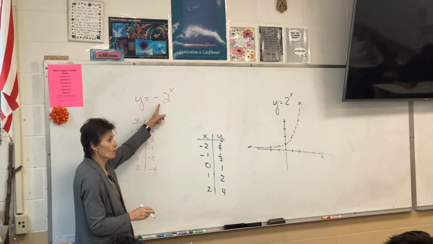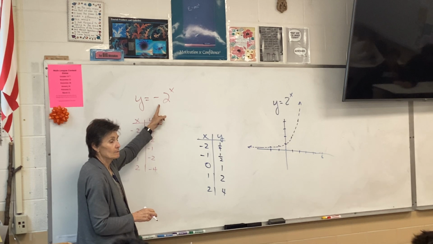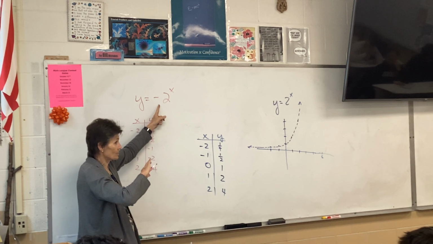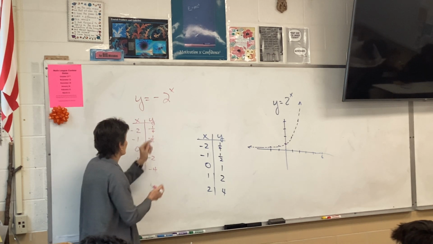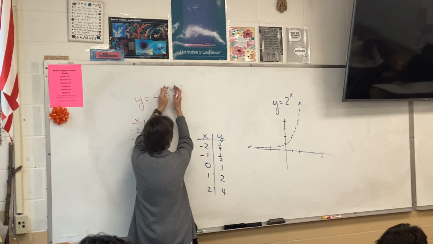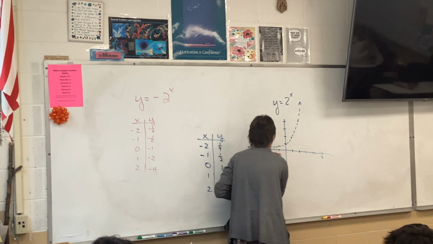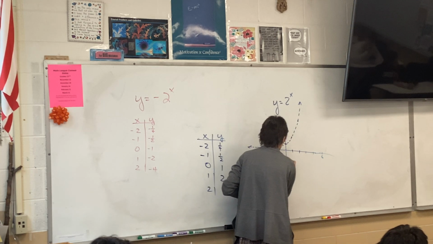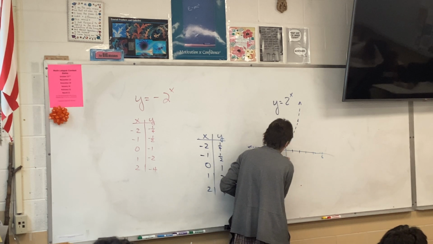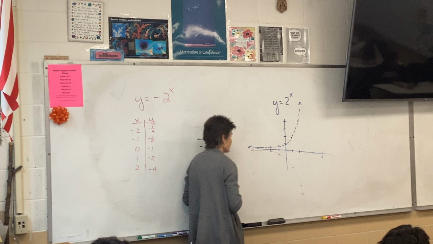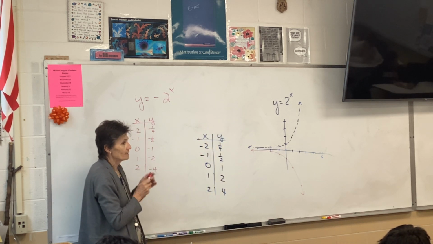Remember, a number out in front impacts the y, right? So it's just going to flip it upside down. It multiplies your original by -1. So this is what you should have. It just took the original and turned it upside down.